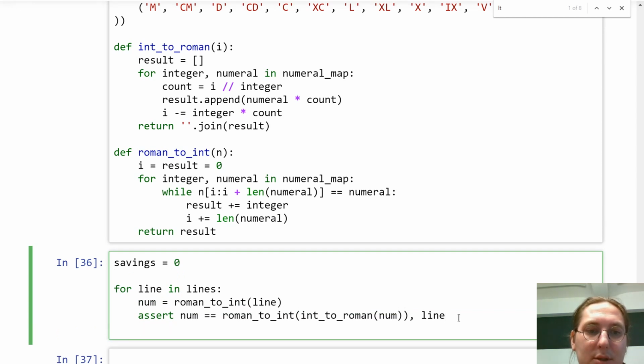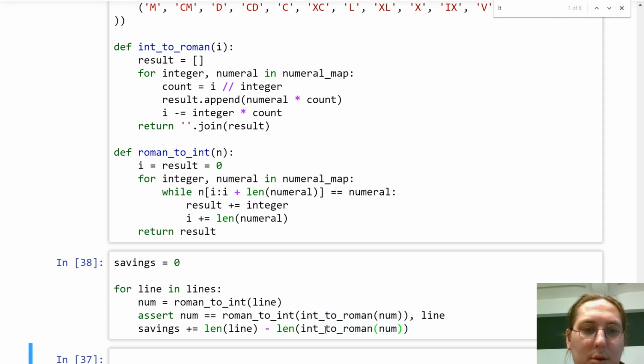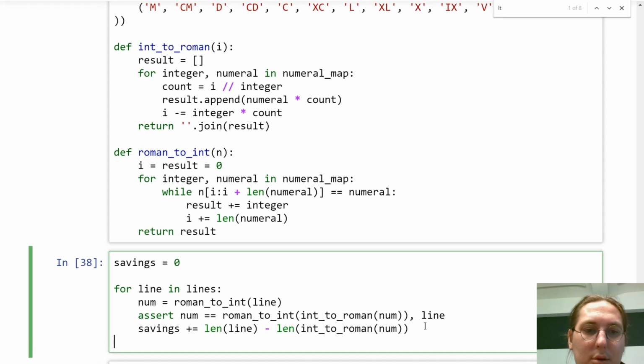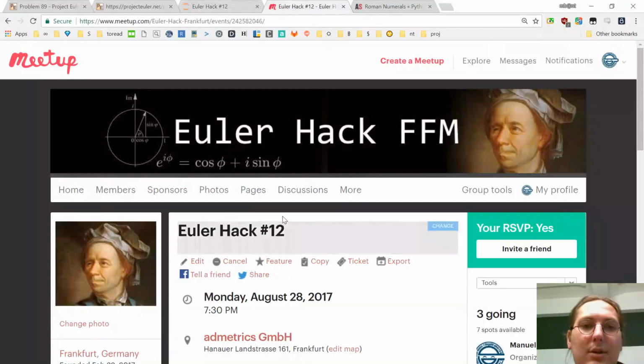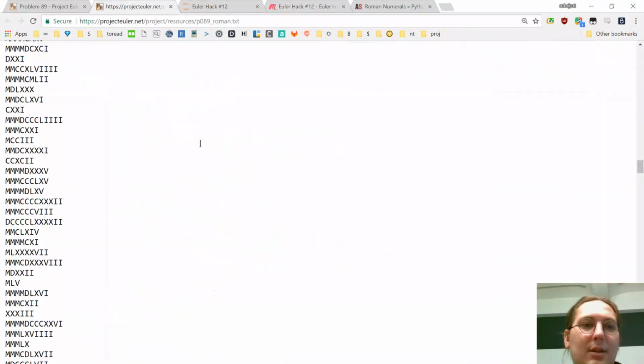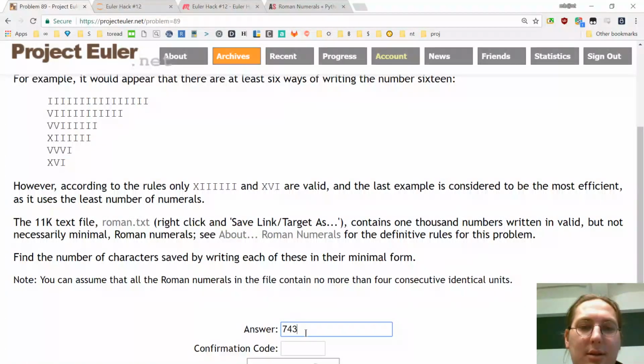So this is the len of our line, which should be longer, minus the int to Roman length. Now you do them all 2 times. That's all right. Okay, try it. I assume it is all right.